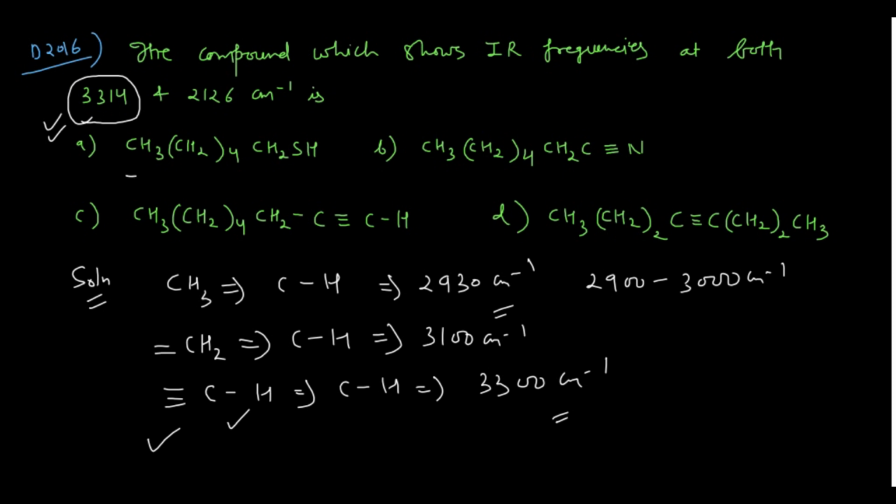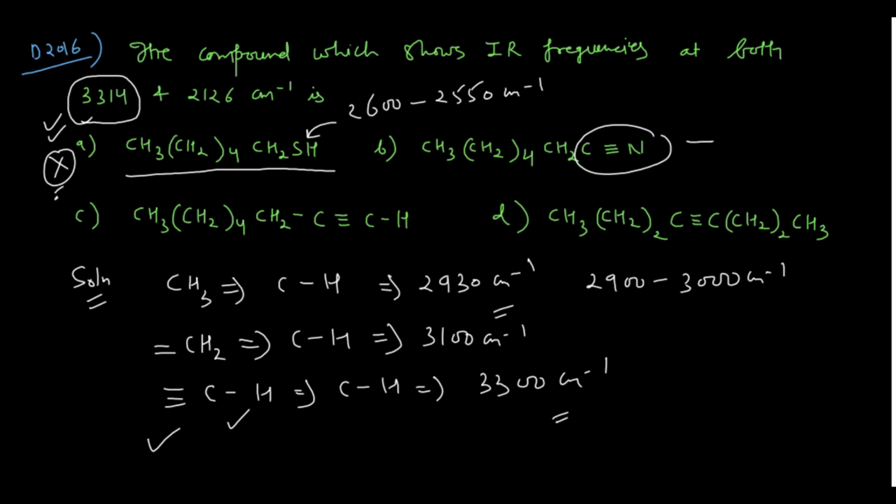So in option A, there is no such thing as a carbon single bond hydrogen. But if you don't have the idea about IR spectroscopy, you might get confused that SH is there. But please remember, this thiol SH resonates around 2600 to 2550 centimeter inverse. So this A cannot be the answer. And in option B, carbon triple bond nitrogen is there, and you know carbon triple bond nitrogen gives the stretching frequency around 2250. Again, this cannot be the answer.